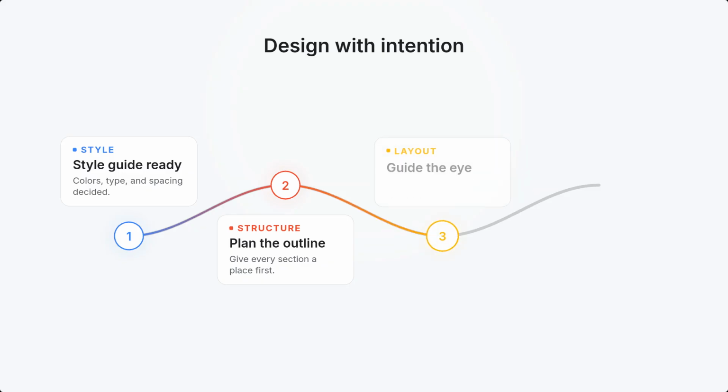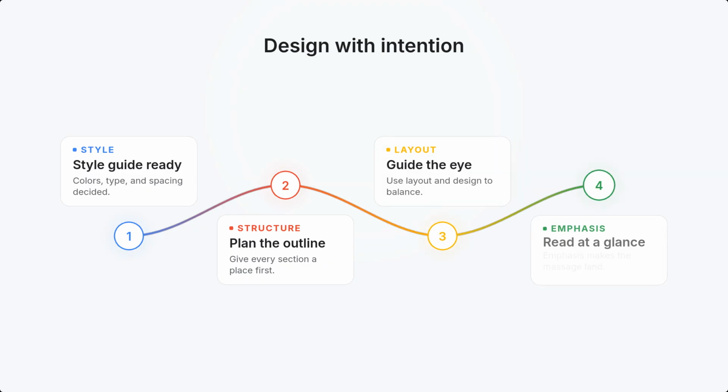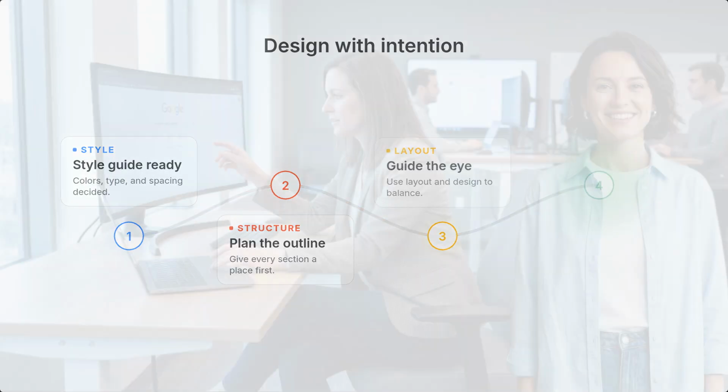Once that structure is set, use layout, design, and emphasis tools to guide the eye, balance the page, and make the message easy to read at a glance. And once you're using those layout and design tools, don't let one stubborn feature or formatting problem stop your momentum. Open the help tools in PowerPoint, Google Slides, or Canva, and search the exact thing that's slowing you down so you can fix it and keep building.